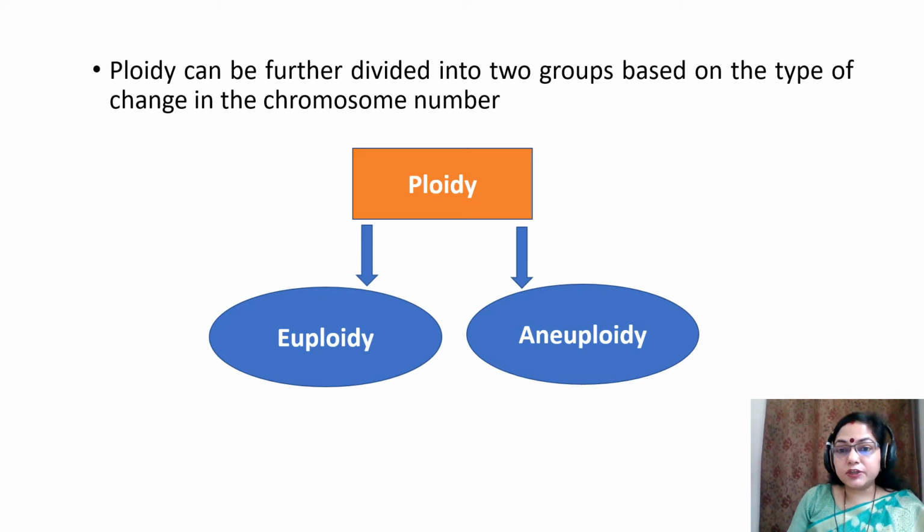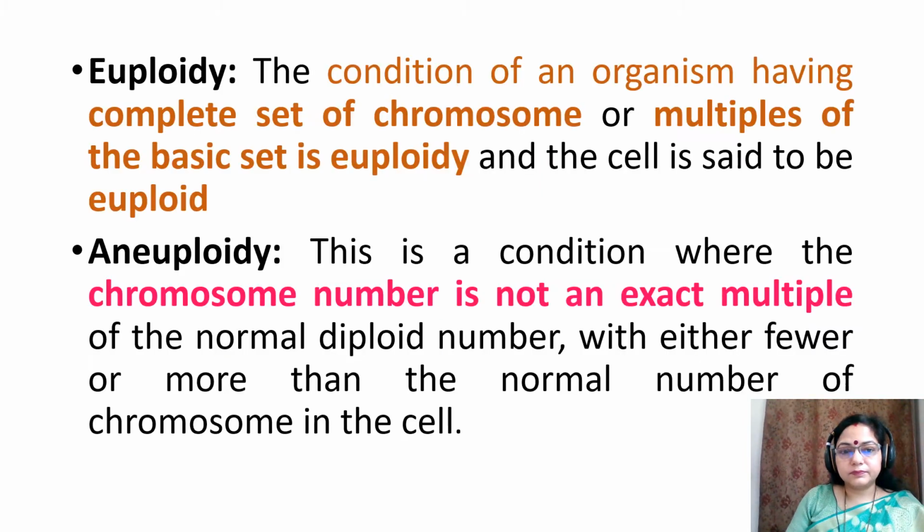Ploidy can be divided into 2 groups based on the type of change in chromosome number, that is euploidy and aneuploidy. Euploidy, the condition of an organism having a complete set of chromosomes or multiples of the basic set, is euploidy, and the cell is said to be euploid. Aneuploidy is a condition where the chromosome number is not an exact multiple of the normal diploid number, with either fewer or more than the normal number of chromosomes in the cell.